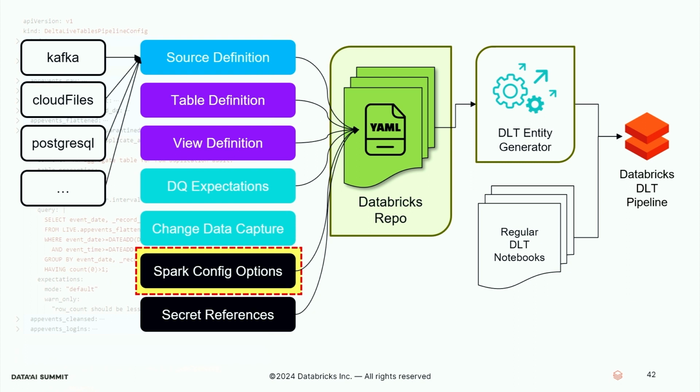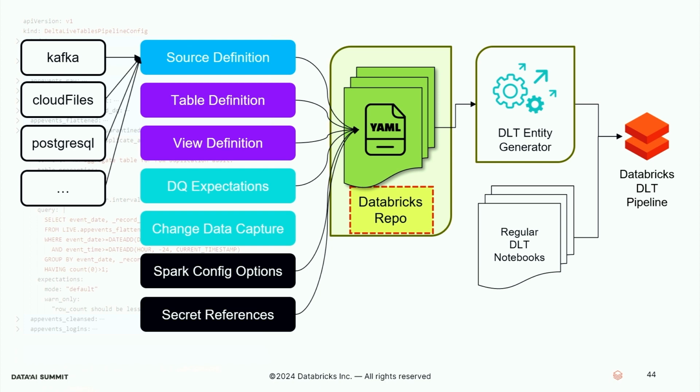We can conveniently parameterize our Delta Live Tables pipeline by referencing Spark configuration options in our YAML configuration file, easily adjusting the pipeline behavior when it is deployed across multiple environments. We can also refer to Databricks secrets to access protected resources without worrying about exposing that sensitive information as plain text in the configuration file.